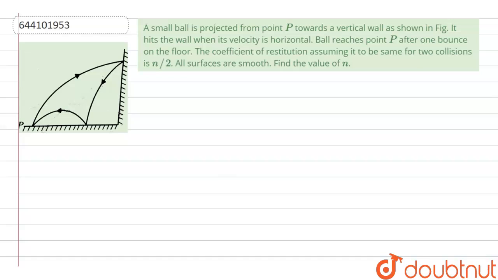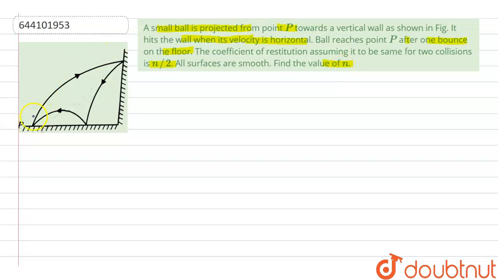Hello everyone, let's start the question. The question says that a small ball is projected from a point B towards a vertical wall as shown in the figure. It hits the wall when its velocity is horizontal. The ball reaches point B after one bounce on the floor. The coefficient of restitution, assuming it to be the same for two collisions, is n by 2. Find the value of n.